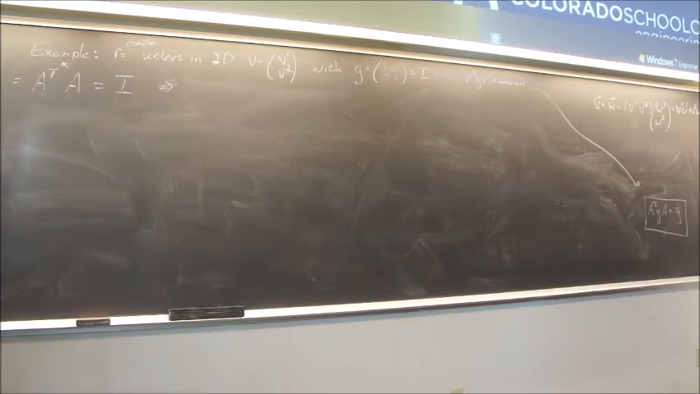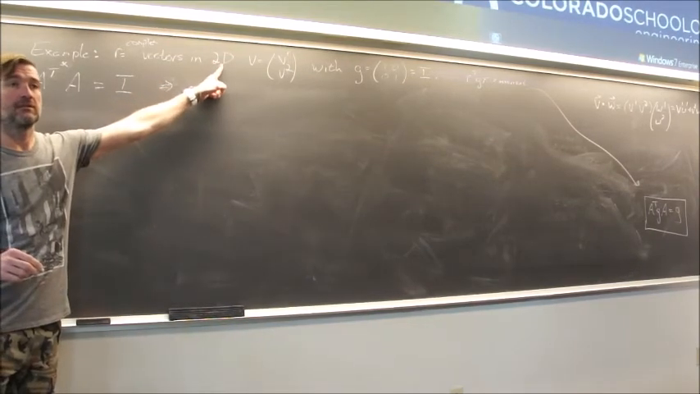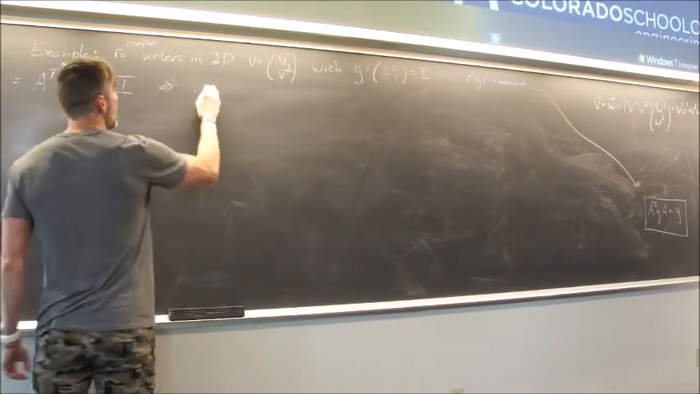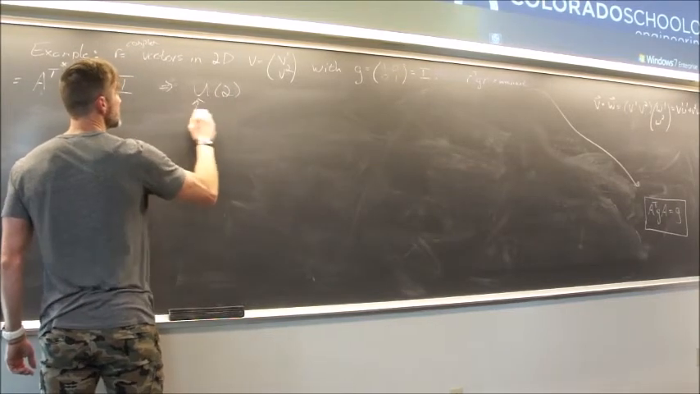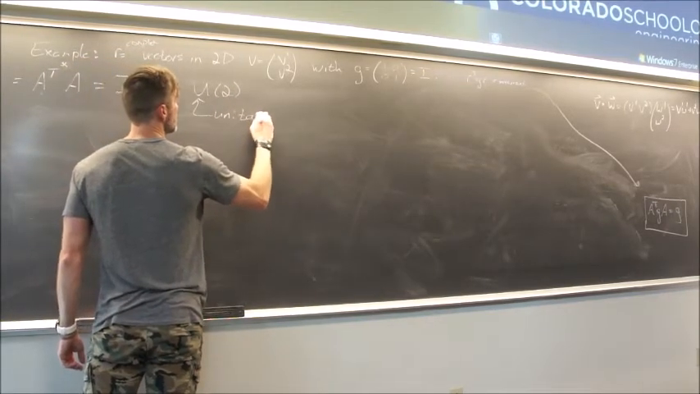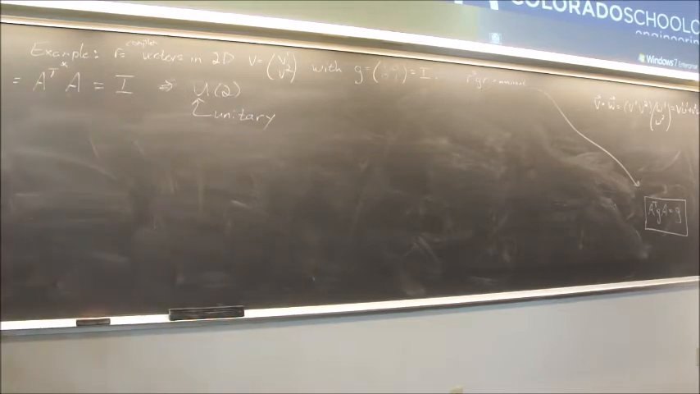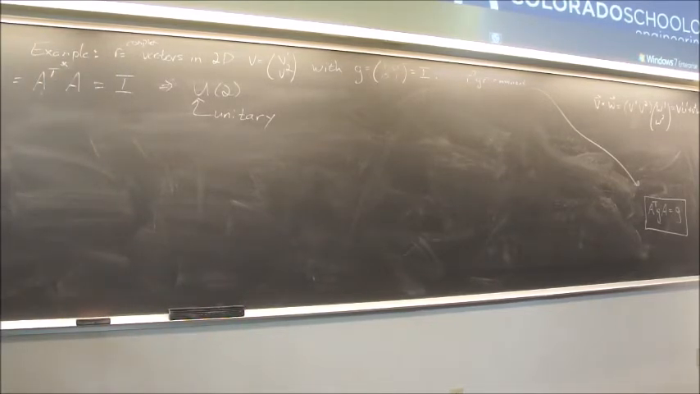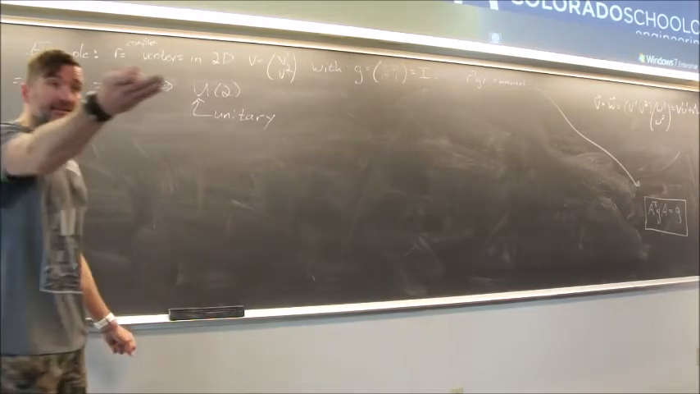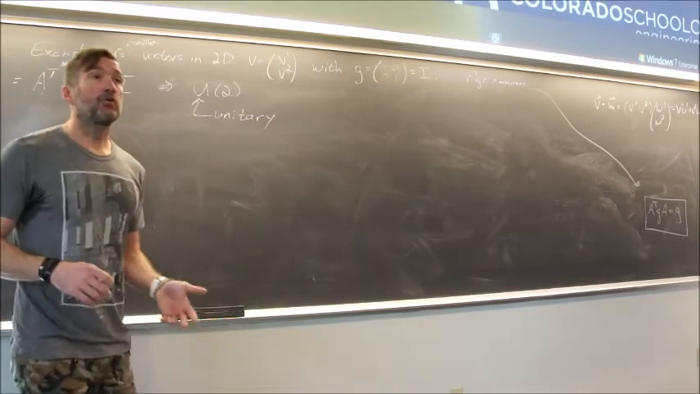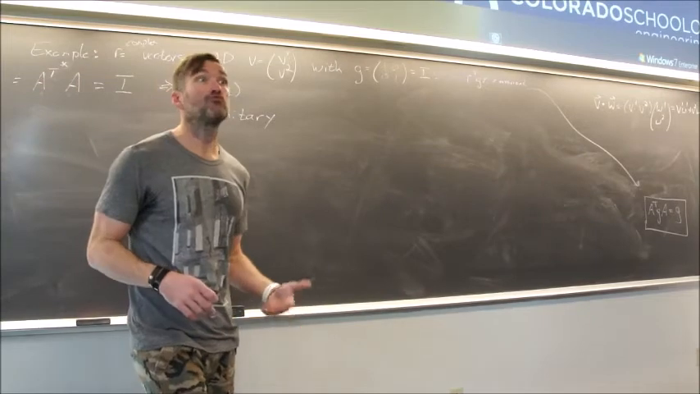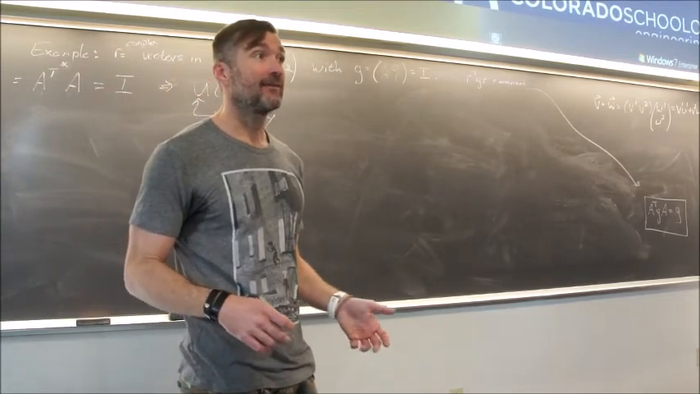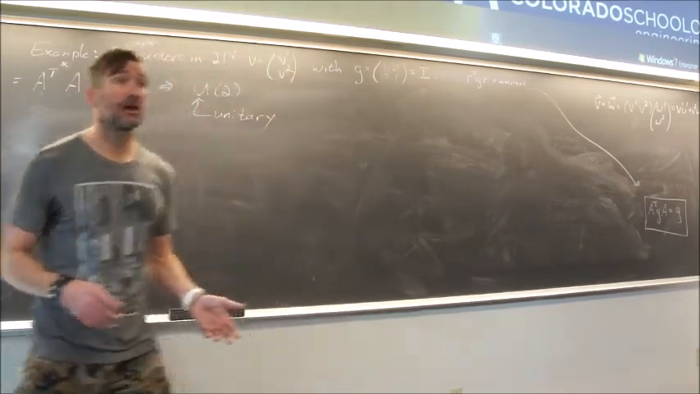Okay, and since I'm in two dimensions, this defines a group we call U2, where the U means unitary. This is the unitary condition, as opposed to the orthogonal condition that we had for real representations. Okay? And again, we can ask this question: is the unitary group continuous? And it turns out, no, it's not, for the same reason that the orthogonal group was not continuous.